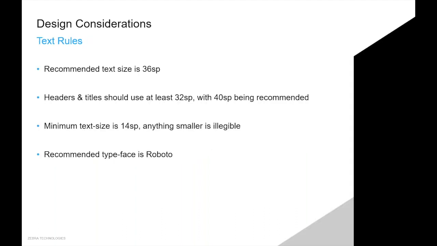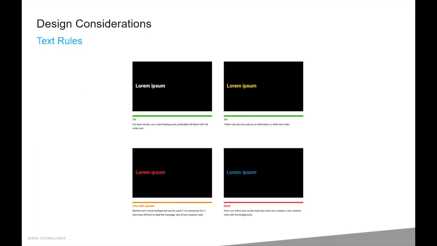In terms of text rules, we recommend the text size should be at least 36 SP. Headers and titles should also use at least 32 SP, but we recommend 40 SP as the minimum. For block or body text, the minimum text size is 14 SP. Anything below that tends to be illegible for most people. We would recommend using the typeface Roboto, but it's a bit of personal preference. It's one that we found is clear and easy to use, but that's not a hard and fast requirement, simply a recommendation.